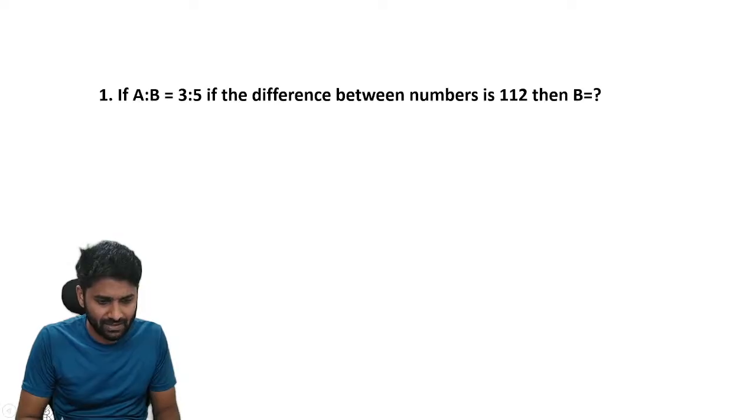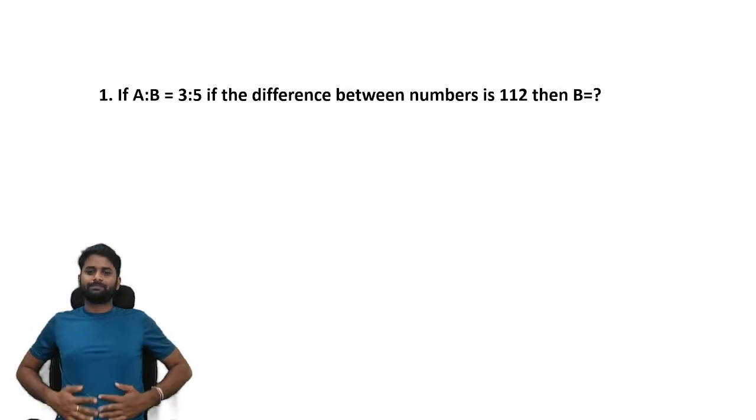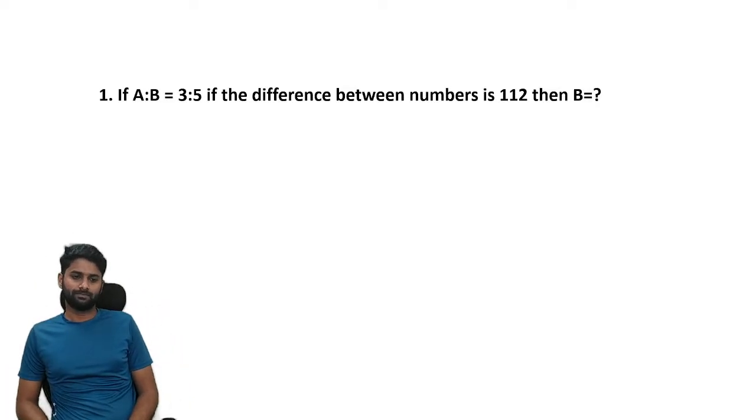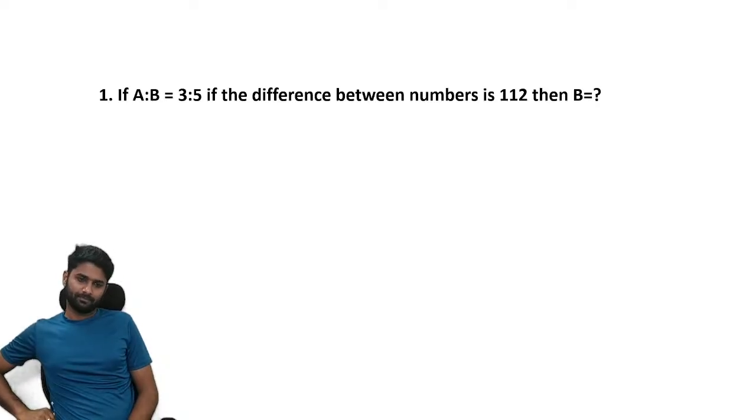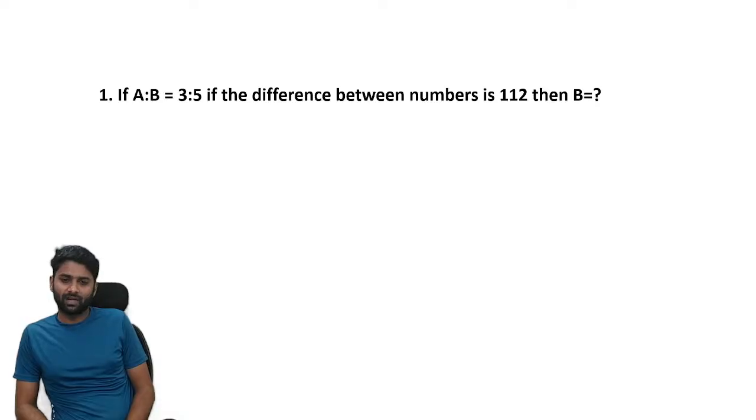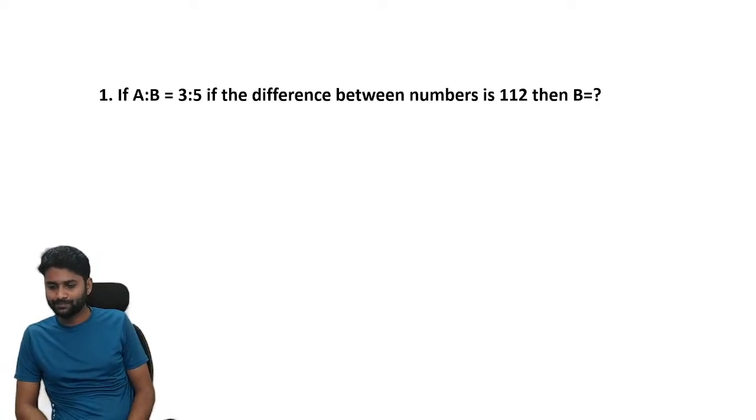Okay, let's start with the exercise. So that's all about the concept for ratio and proportion. Let's check with this question. If A is to B is 3 is to 5, and the difference between the numbers is 112, then what about the B value?